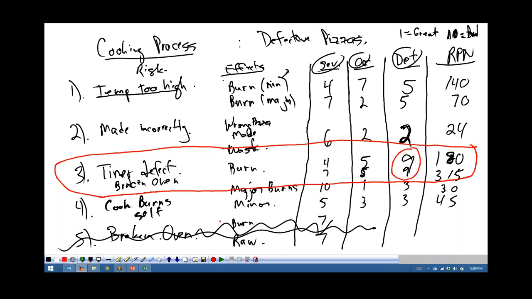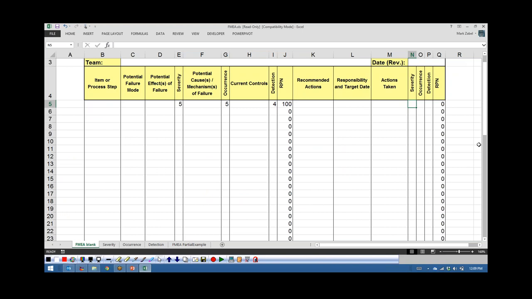Okay. What other questions do you have? Mark, can you go to the template where we're talking about the right side? You bet. So recommended actions, target date. Looking at a recommended action, maybe there's one where we truly don't know what the effects would be. You would use the columns N, O, P to figure that out?